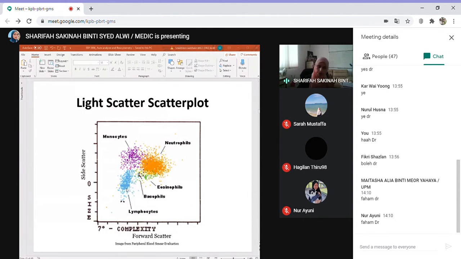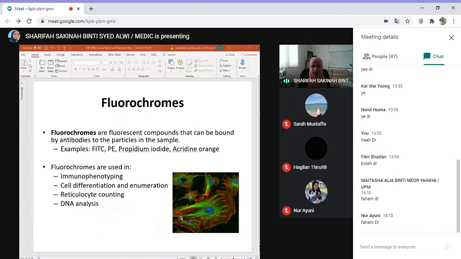It will form lymphocytes, basophils, eosinophils, neutrophils, and monocytes. How is this done? It is done based on the data obtained from the side scatter and the forward scatter. Always remember the side scatter defines the granularity of the cell, while the forward scatter defines the size of the particle. Is it clear? I'm going to go very slowly because you haven't seen the machine and I'm very worried. So let's look at the fluorochromes.